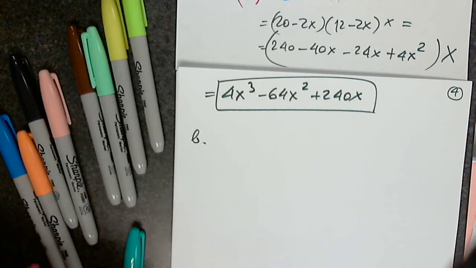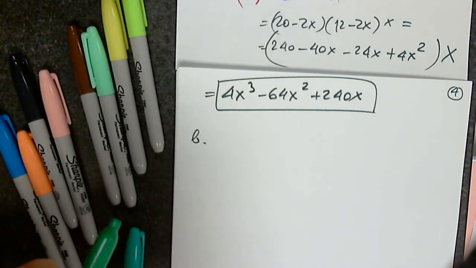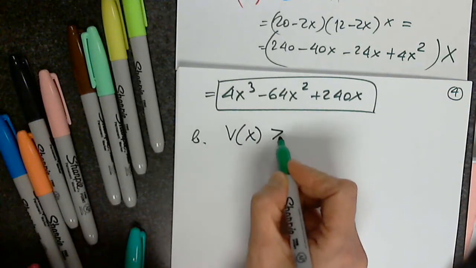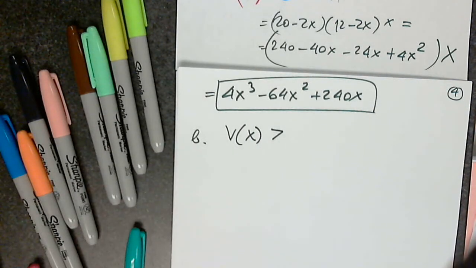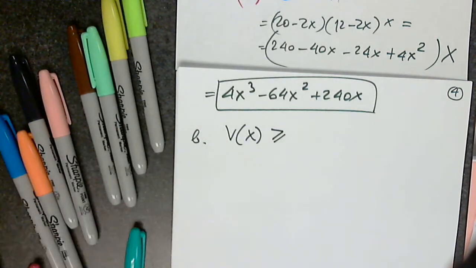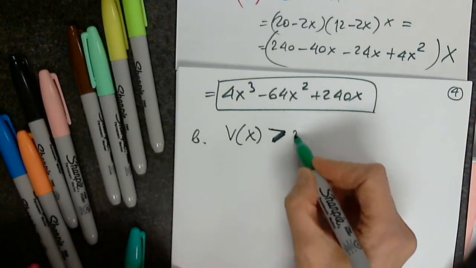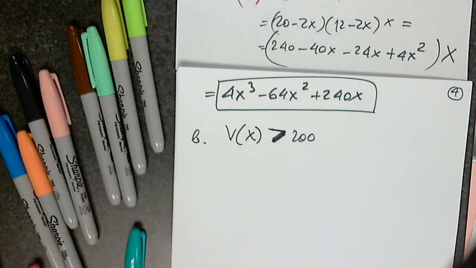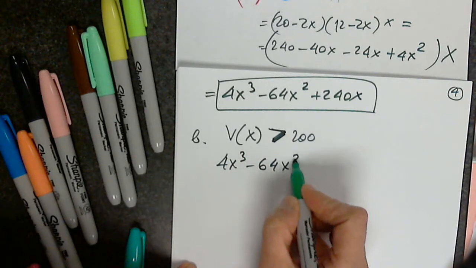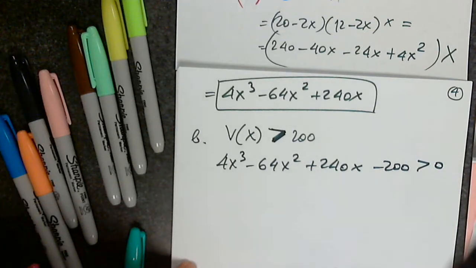The same thing, just with a greater than sign over what number did you say? One more time, 200 cubic inches. So the volume for which x is greater than, right? Very good. Or equal to? It says greater than, so it's not equal to. 200. Good. So then I have 4x cubed minus 64x squared plus 240x minus 200 greater than 0.